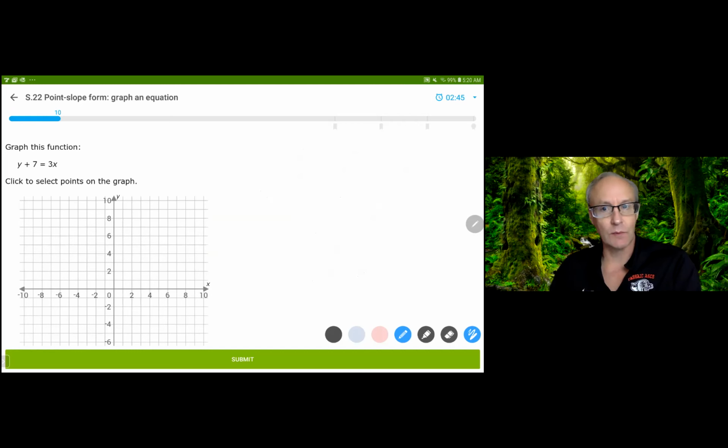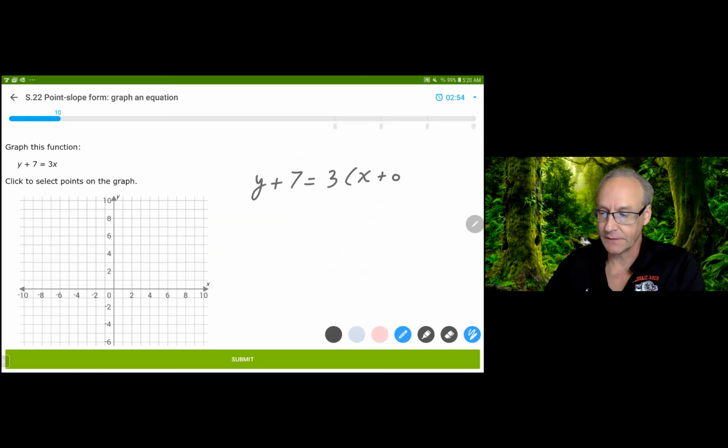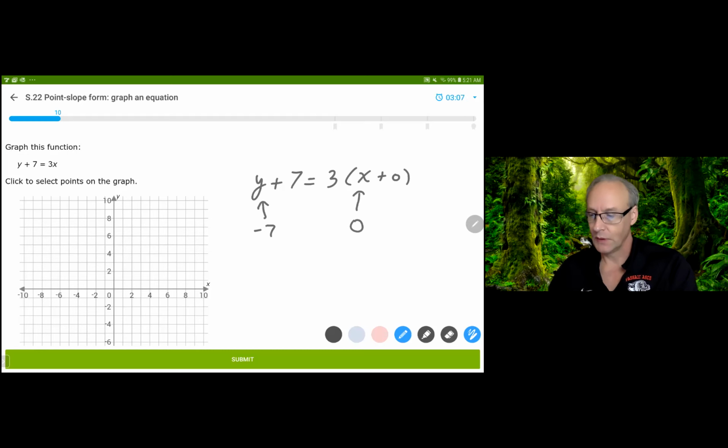Now in this particular one, y plus 7 is equal to 3, there really is an x plus 0 in there, isn't there? So you don't have to think of it like that. You just think of what value of x will make that part 0. And of course, we're talking about 0 there. And on this side, we're talking about -7. Well, this one was pretty straightforward. I mean, obviously, if I subtract 7 from both sides, I have it in slope-intercept form. But I want to use the point slope form.